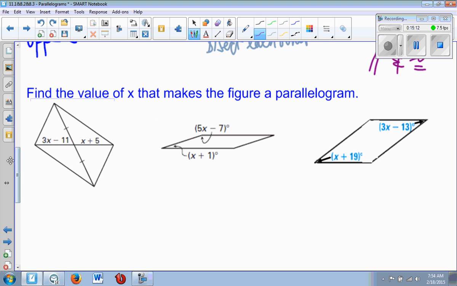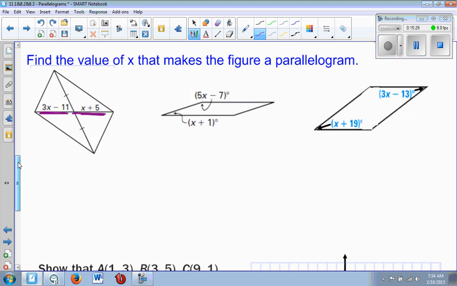Moving down, we are going to show what values would be necessary in order to make these parallelograms. So we're using generally the same exact properties that we used on the pictures on the front side of your sheet. So these two pieces are both portions of a diagonal, and we know that in order for this to be a parallelogram, those two pieces have to be equal. So we're going to set them equal and find the value of x that makes that true.